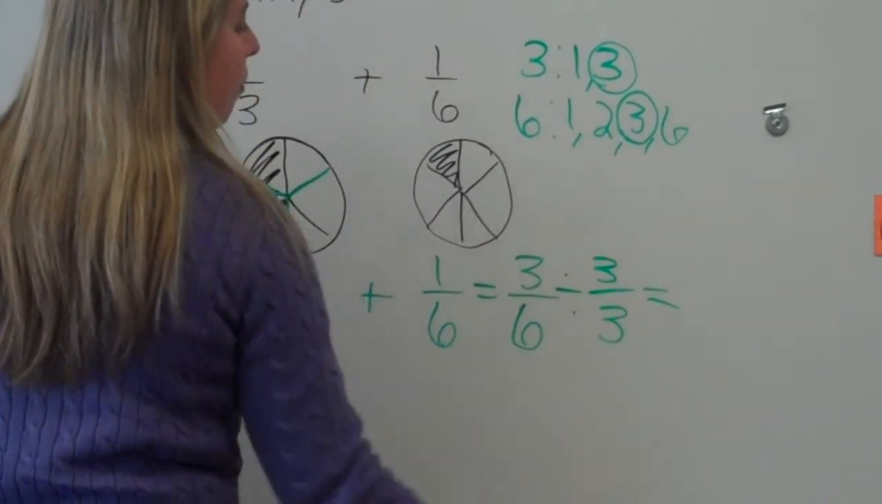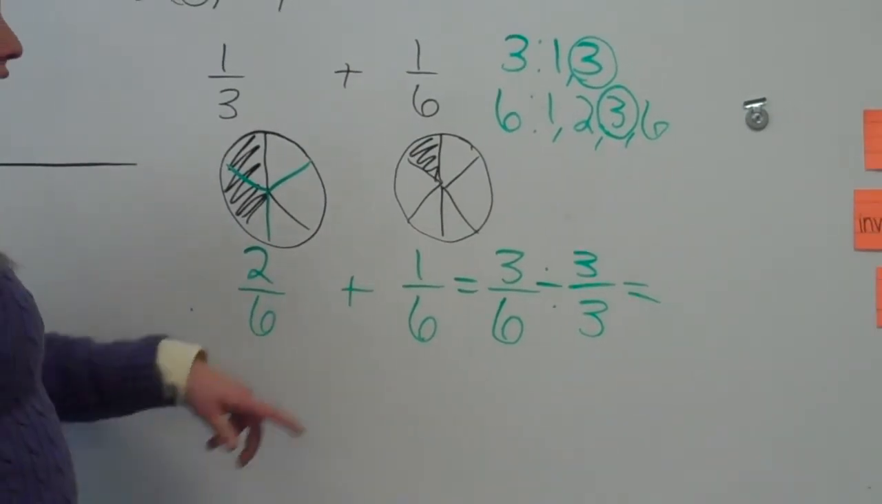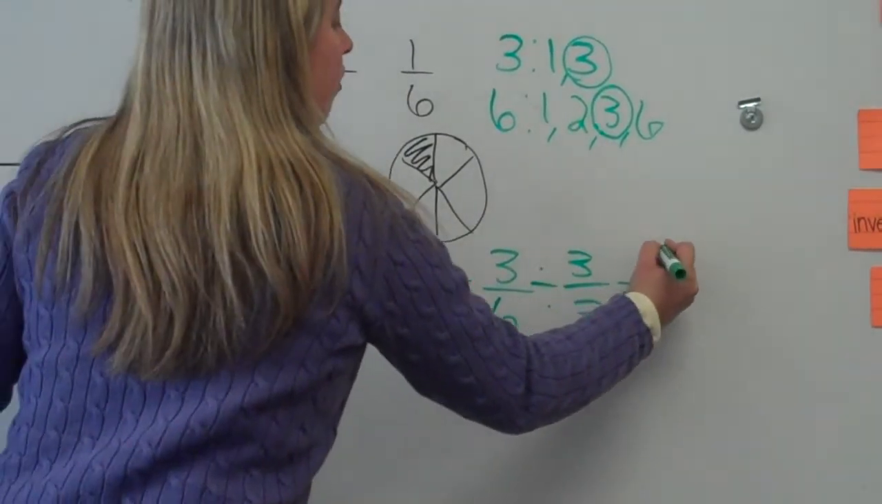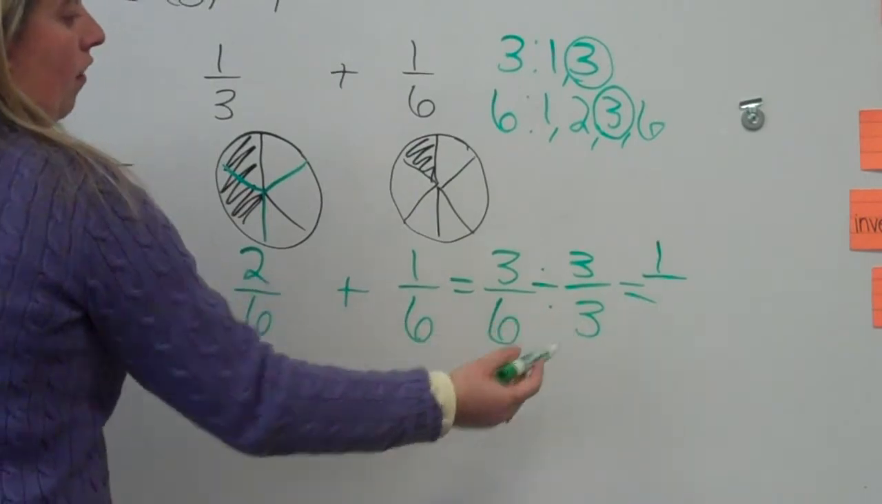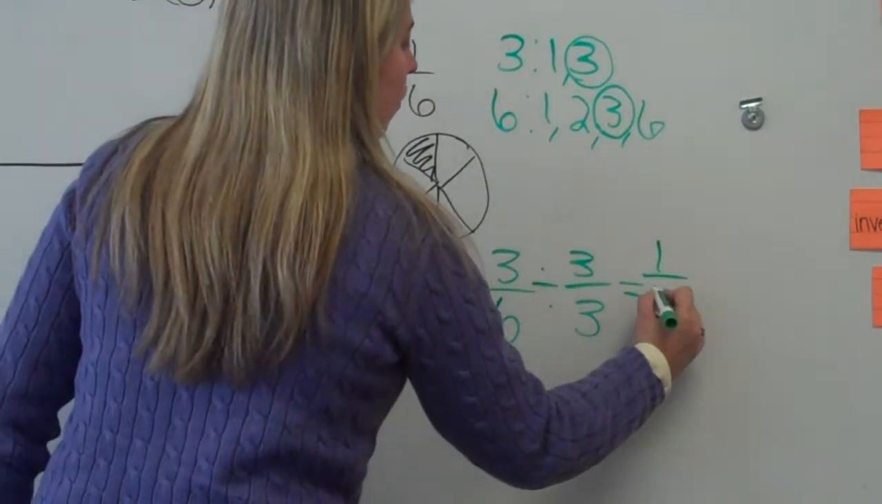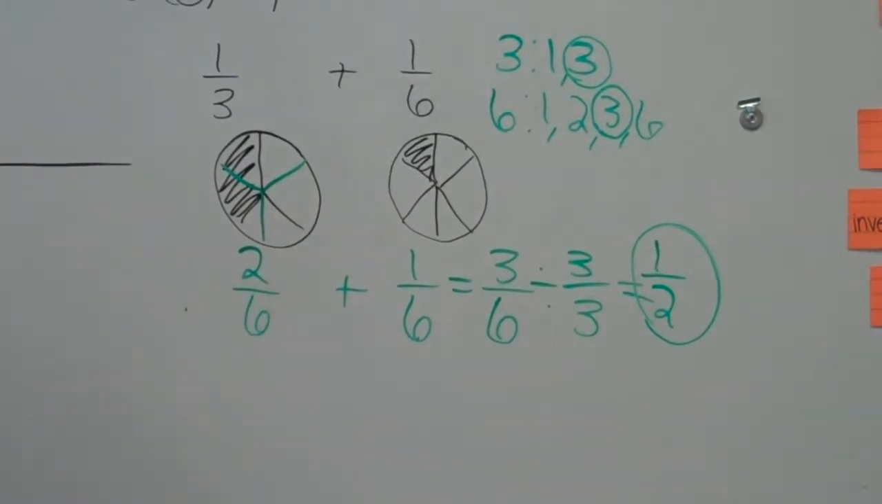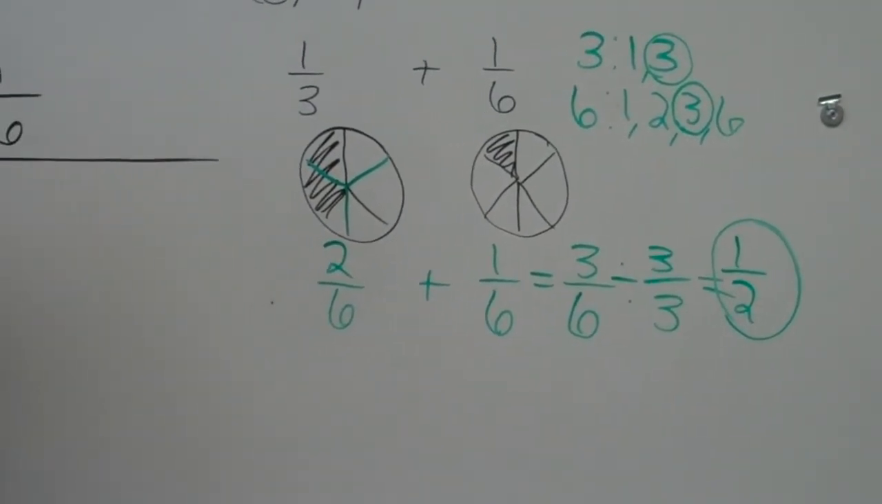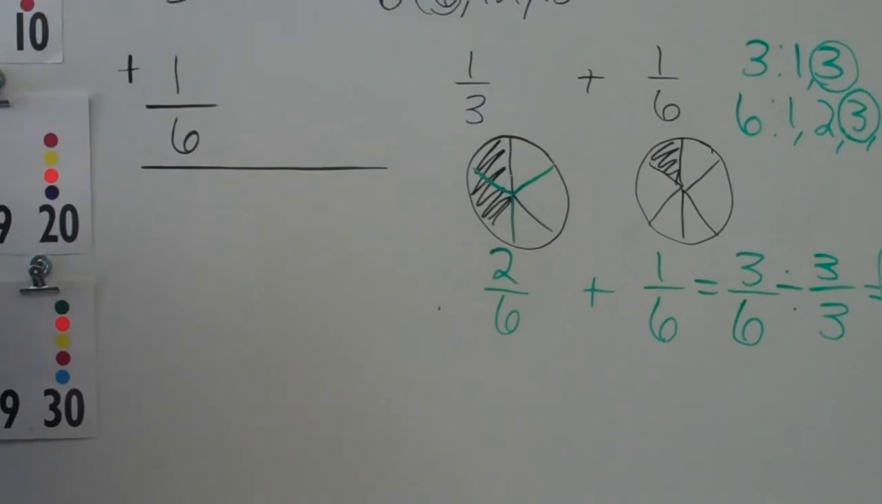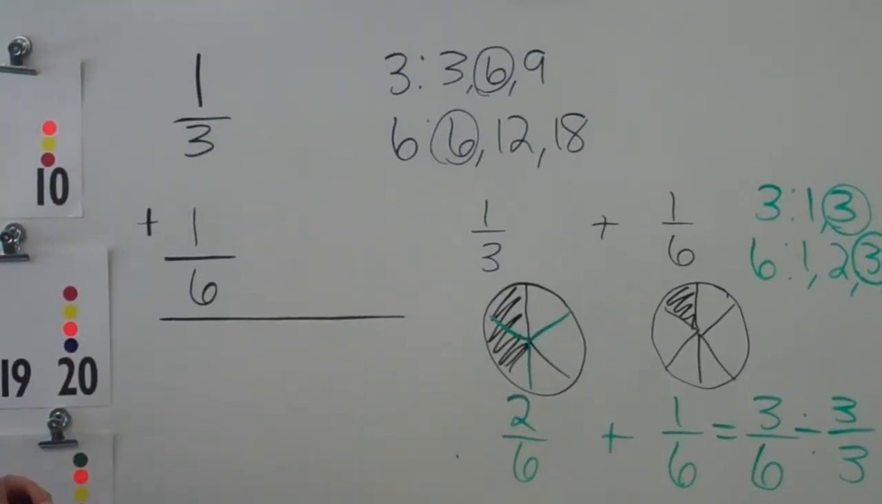You need to divide the numerator and denominator by the same thing. 3 divided by 3 is 1. 6 divided by 3 is 2. And that's the answer that I found using my pictures. Now, over here, I'm going to do it without using pictures.